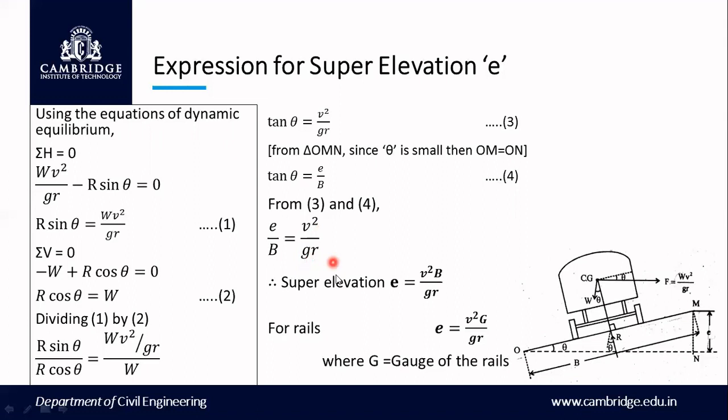We want the expression for super elevation, that is E. So I can write E is equal to V square into B divided by GR. When the term B comes, it is for the roads. So when it comes to railways, instead of B, replace this B with G, that is the gauge of the rails. So for rails, it will be E is equal to V square G by GR. So this is the expression for super elevation.